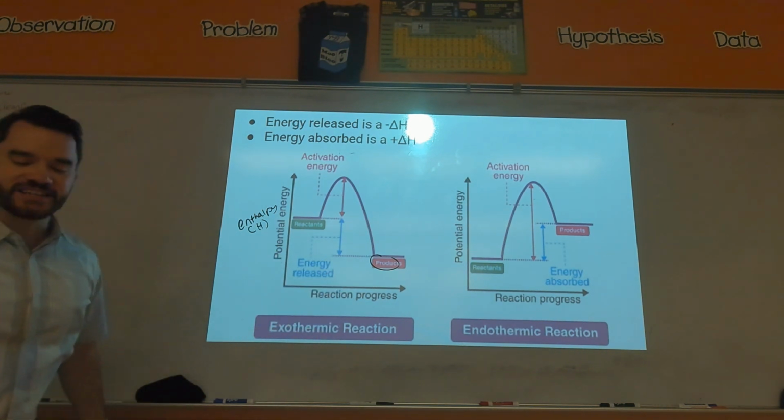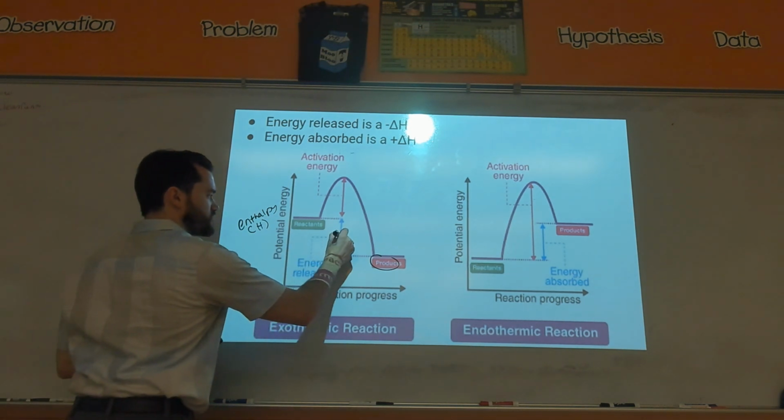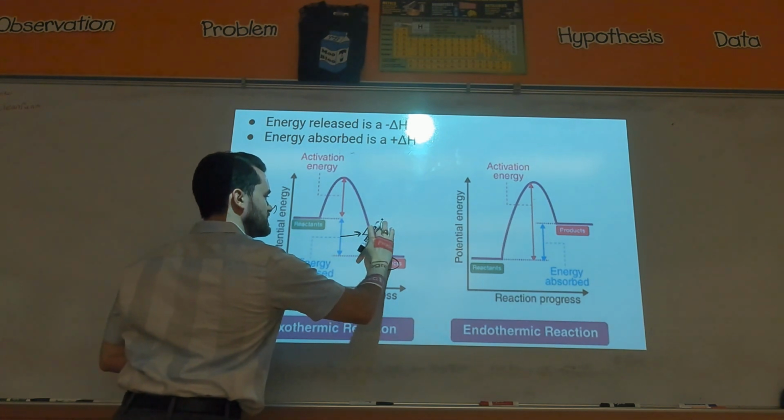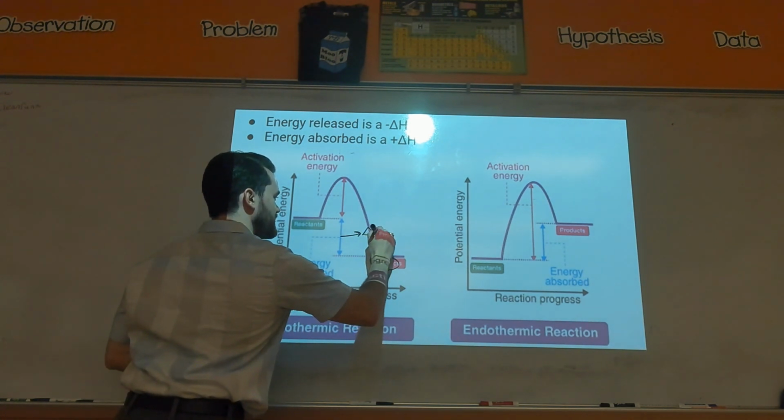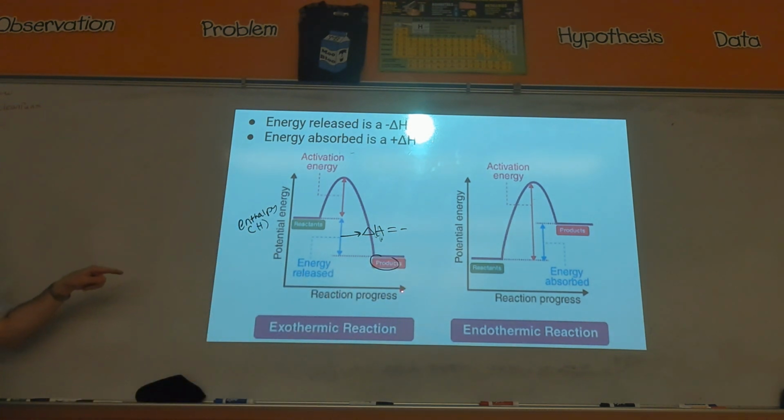Here, if the products end at a lower potential energy or enthalpy than the reactants, that is why we said it is a negative delta H. Energy is going to be given off. Energy is released because you have decreased. So this right here, this is your delta what? Delta H, which here equals negative because products are lower than the reactants.